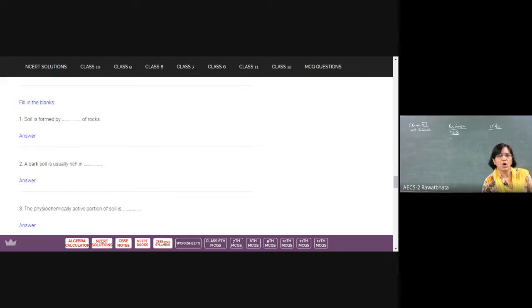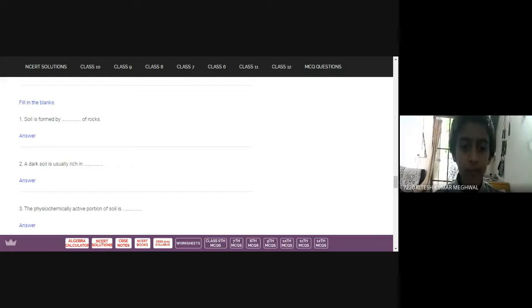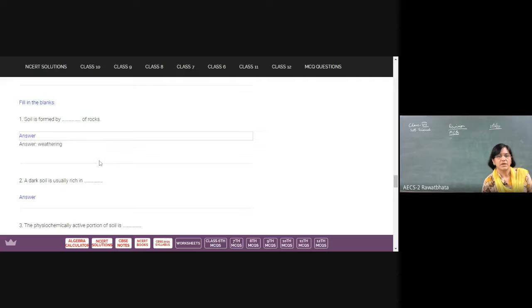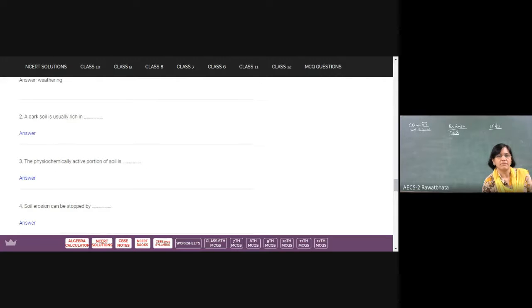Soil is formed by dash of rocks. Ritesh? Ma'am, soil is formed by weathering of rocks. Weathering of rocks. Correct. Next question I gave to Naveen.